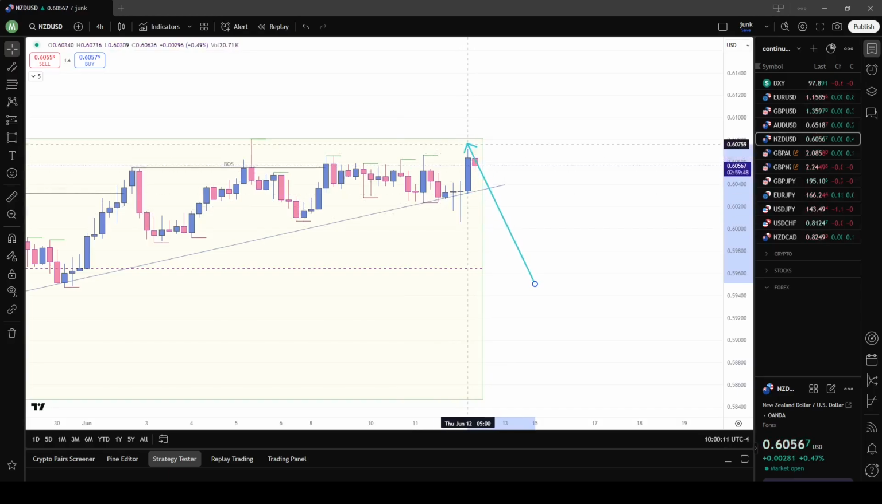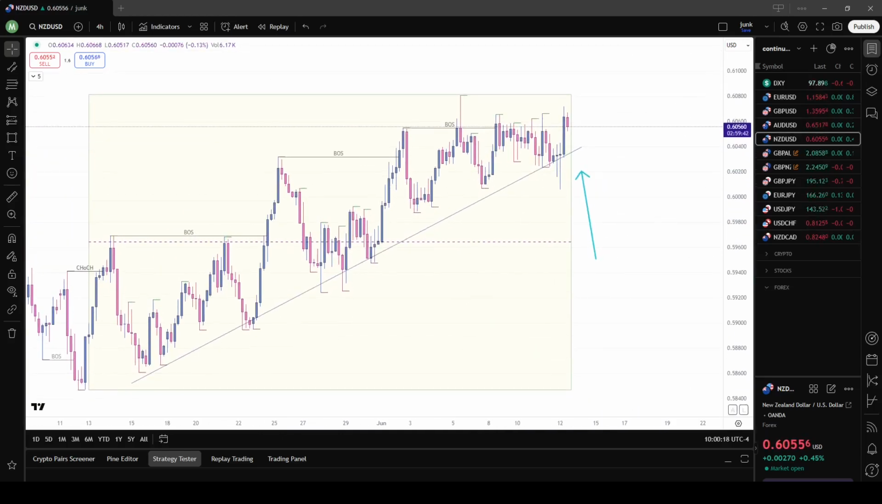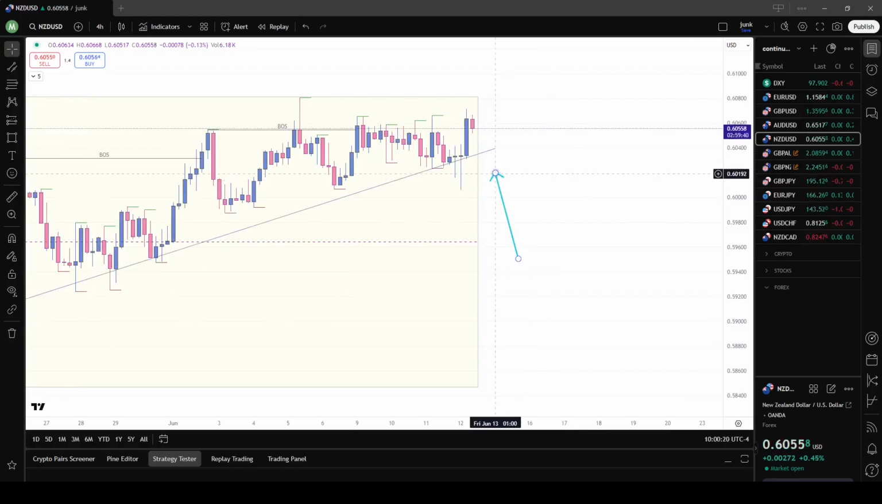But like I said, buyers haven't taken out the highs of the lower range, so we're waiting to see if prices can continue pushing higher. If it does, take out the highs, and look for any type of retracement back down to discount, and then look for any type of opportunity to buy to target the highs of the newly formed range.